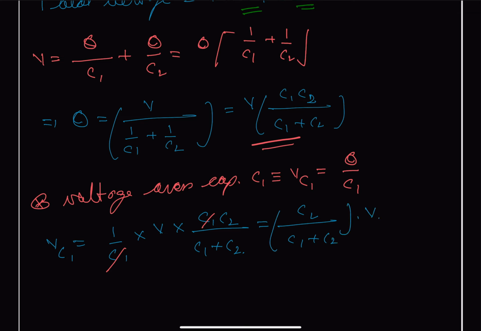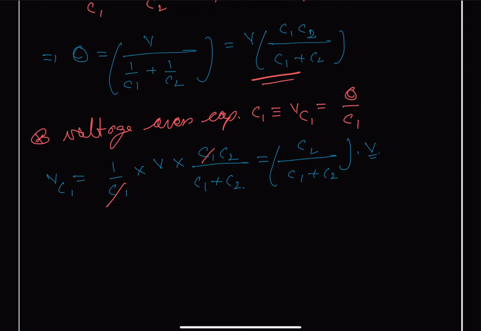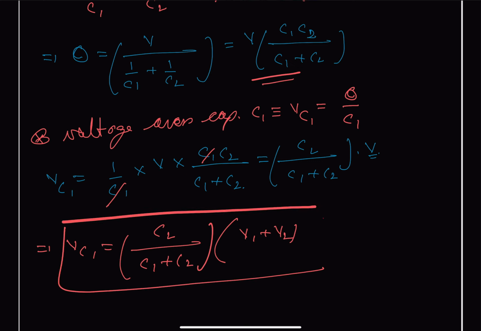And we know that this V is equal to V1 plus V2. So we substitute it, we get our VC1 is equal to C2 upon C1 plus C2 times V1 plus V2. So this is the voltage across capacitor C1, which is nothing but our air. Please remember, this is the voltage of the capacitor which is of air.